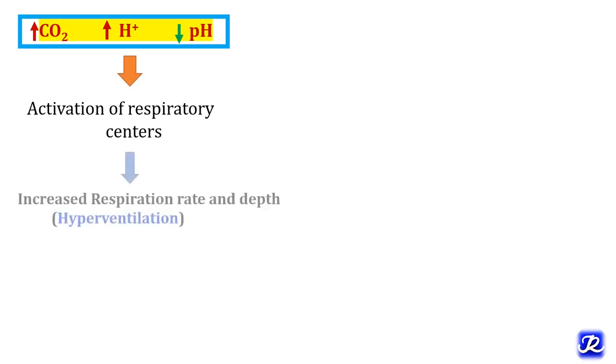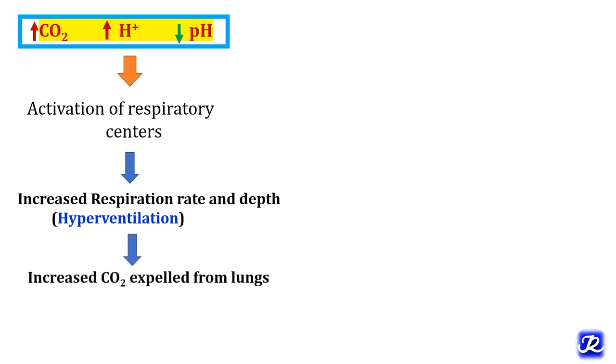Increased carbon dioxide level, increased hydrogen concentration and decreased pH stimulates the respiratory centers. It results in increased respiration rate and depth. It is called hyperventilation, and which ultimately leads to increased CO2 expelled from lungs. So the removal of carbon dioxide from lungs results in decreased concentration of carbon dioxide.